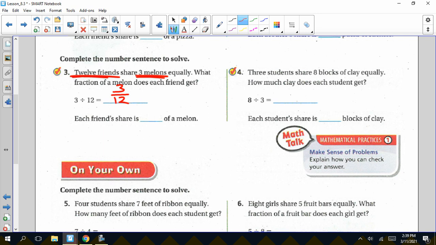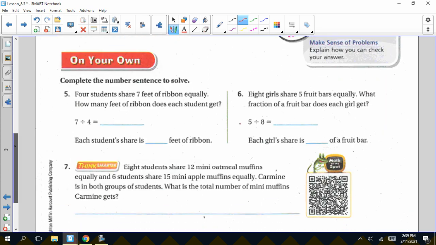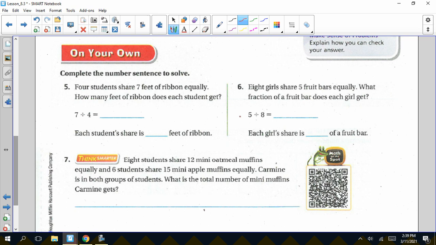It's the 3 divided by 12, which is 3/12. To put this into simplest form, you divide each by 3, and we get 1/4. Each friend would get 1/4 of a melon. Go ahead and complete questions number 4, 5, and 6 on your own. Press pause, and then when you're ready, press play again.